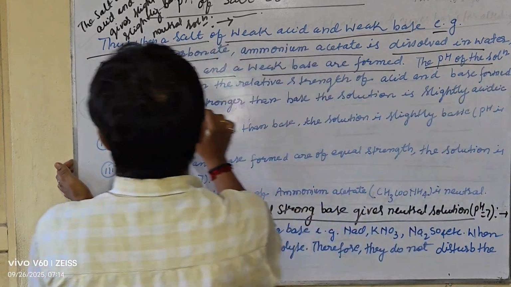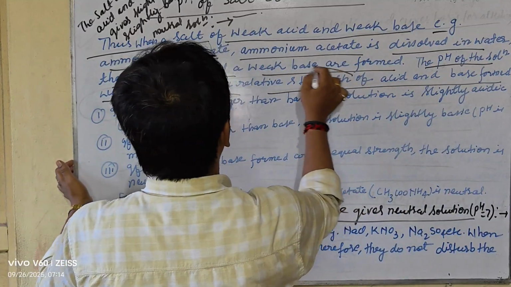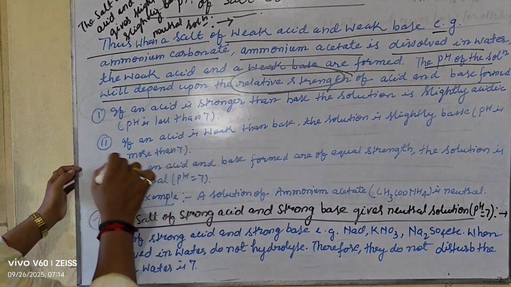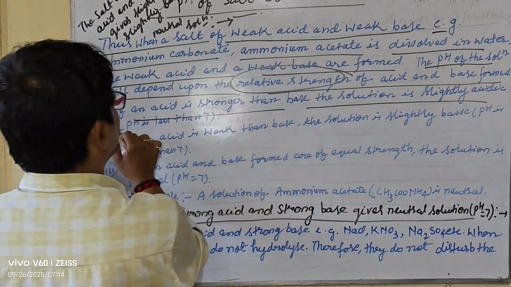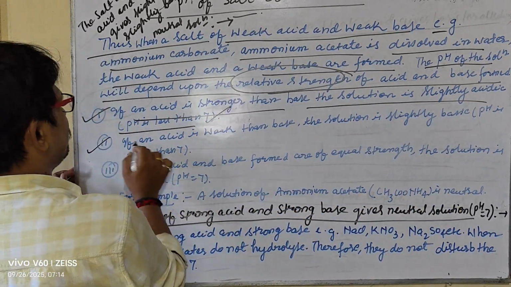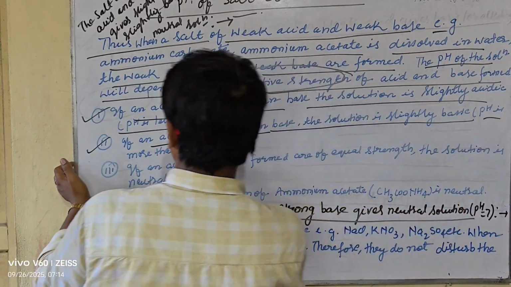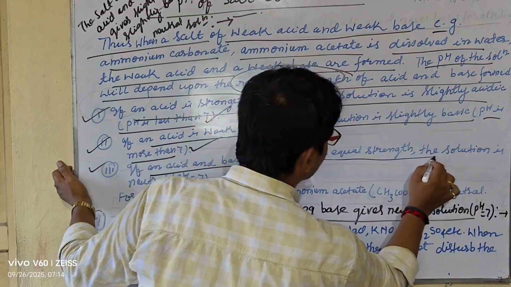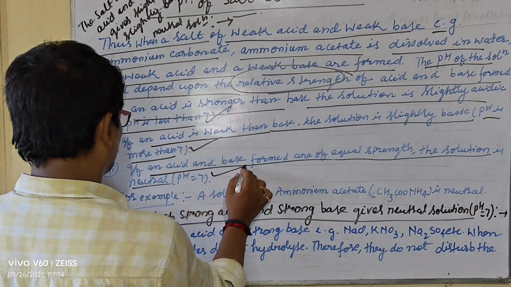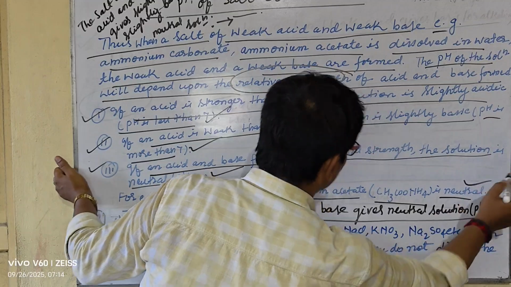The pH of the salt will depend upon the relative strength of the acid and base formed. Relative strength is the main point. If the acid is stronger than the base, the solution is slightly acidic, pH is less than 7. If the acid is weaker than the base, the solution is slightly basic, pH is more than 7. If the acid and base formed are of equal strength, the solution is neutral. Example, a solution of ammonium acetate, CH3COONH4, is neutral.